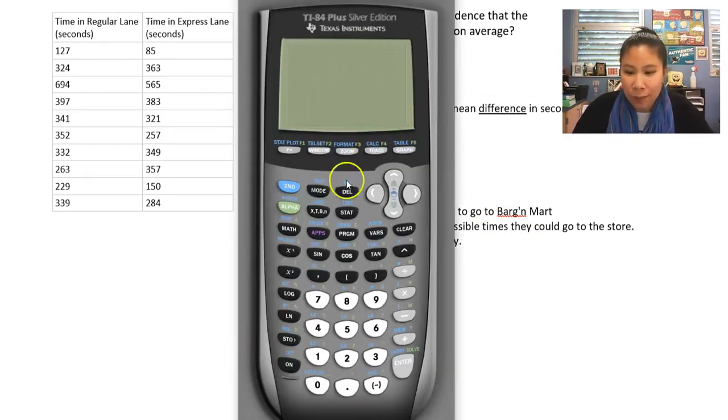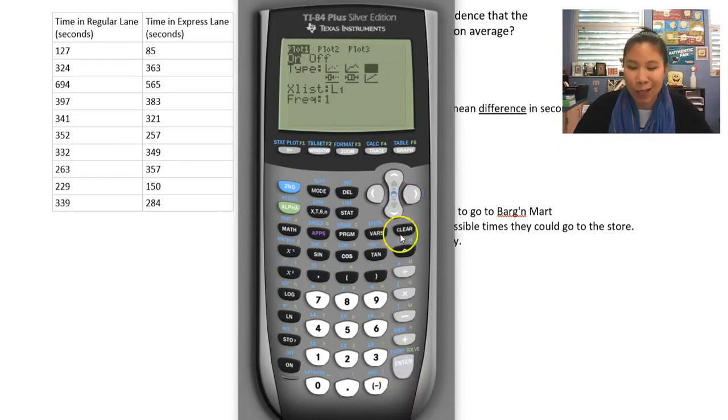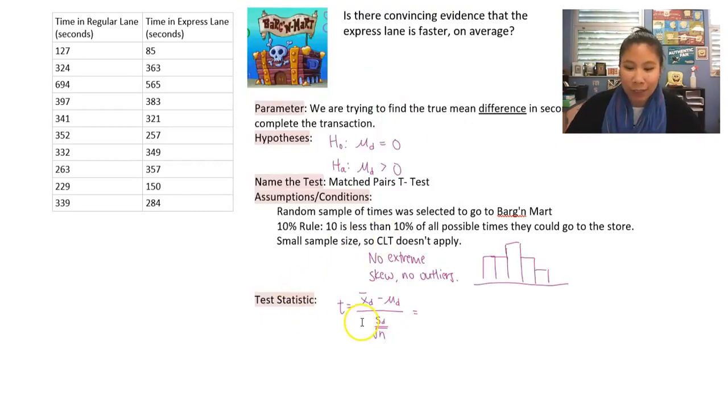So using our calculator, second stat plot will take me to the graphs that I want. I'm going to make sure it says on. And I'm going to make a histogram this time since I did a box plot in the last example. And remember, for your X list, this time we are looking at our differences, so that means we need to look at L3. Okay, so I'm going to quit and then zoom 9 so everything fits nicely. There is my graph. I'm going to do a quick sketch on my paper, and then obviously no extreme skew, no outliers. Fantastic.